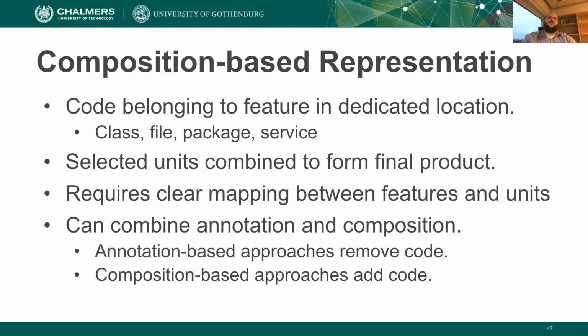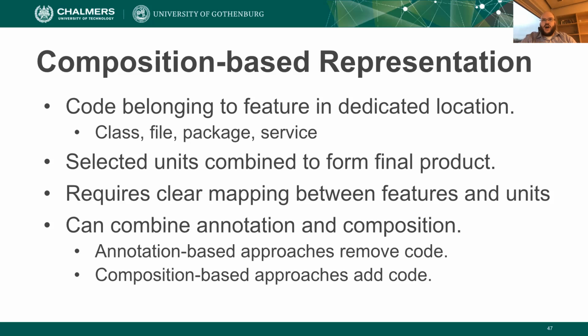So composition-based approaches locate the code that belongs to a particular feature or feature combination in a dedicated unit of some kind, a separate class, a separate package, at least a separate file, maybe a separate module entirely. And during product derivation, all the units of all the selected features and the feature combinations are composed to form the final product. So, as a simple form of this, you might have features located in different classes, and you only select the classes you need at runtime, right? By integrating these different classes together or different plugins together.